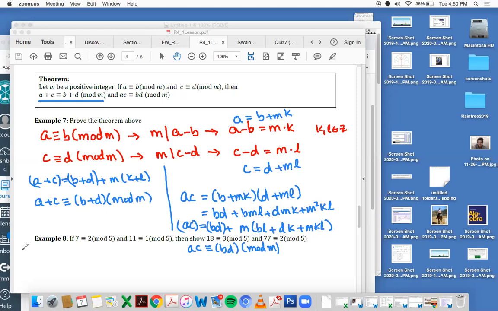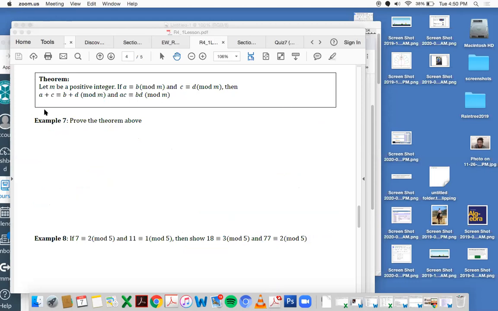Okay, so this establishes the addition and multiplication properties with congruencies. All right. So let's use these properties here in example 8 to show how simplification can occur. Okay, so let me get rid of this.